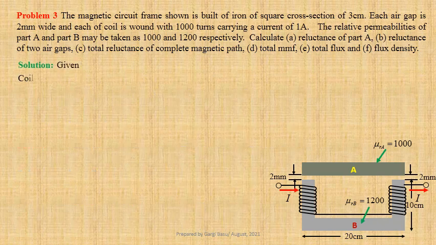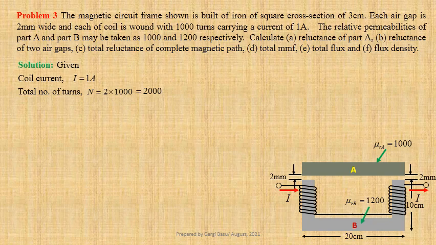Given coil current I equals 1 ampere, total number of turns N equals 2 into 1000, that is equal to 2000. Let us now calculate total magnetomotive force. F equals N into I, that is equal to 2000 into 1, that gives us 2000 ampere turns.